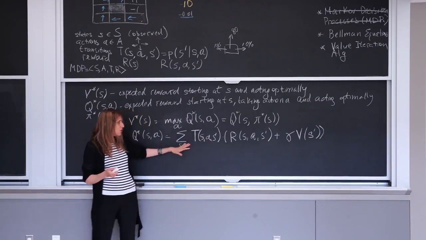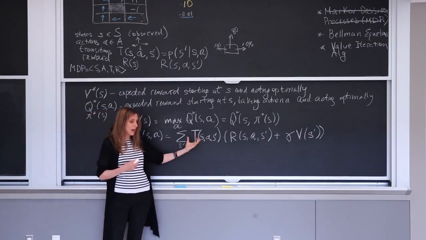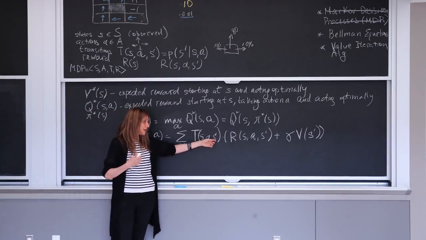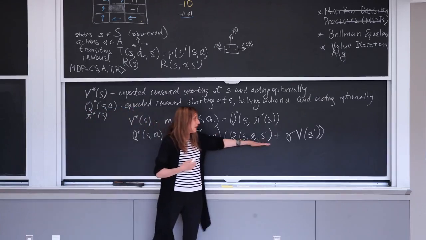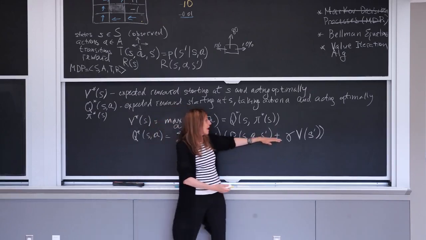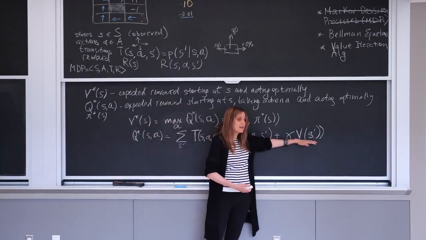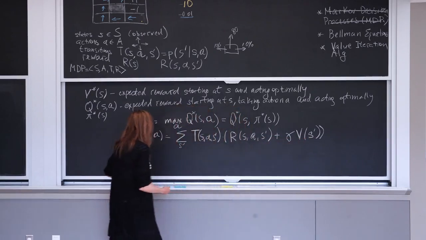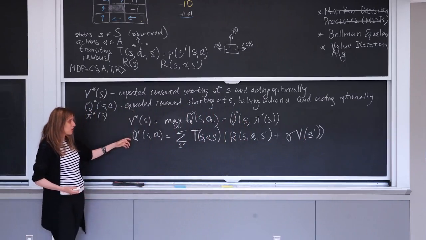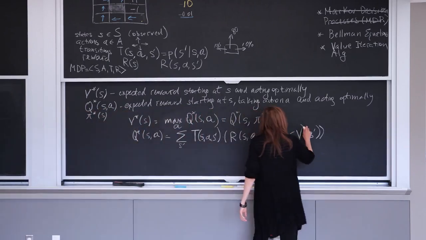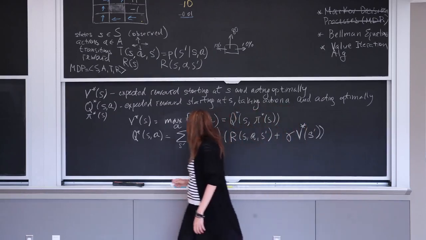So again, there are two parts to it. One is we are taking into account how likely it is to end up in some state S prime, and within it, we are collecting the immediate reward, plus we are looking at the value of the future state, discounted. Okay, so here we just defined our Q, and let me add the stars here, our optimal Q star.